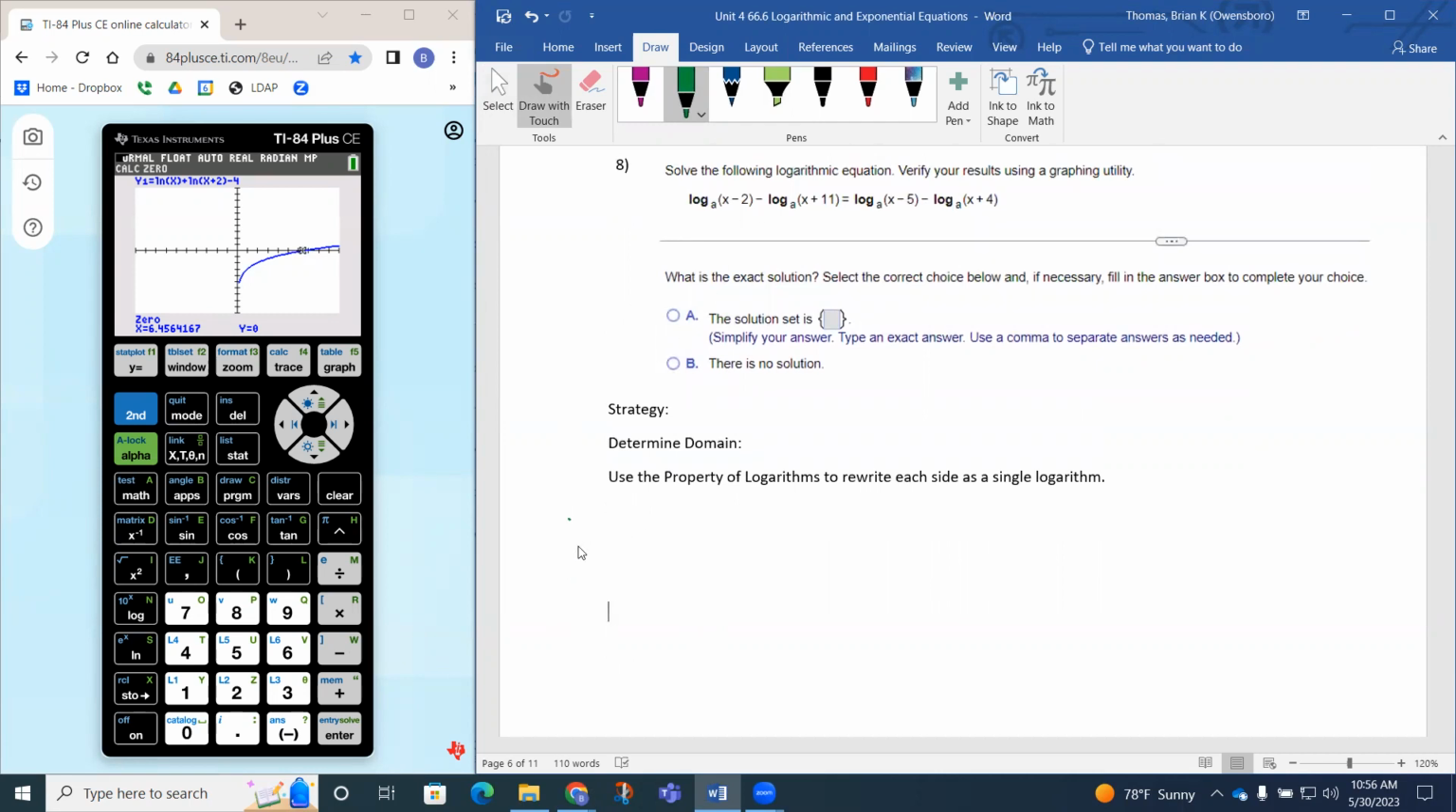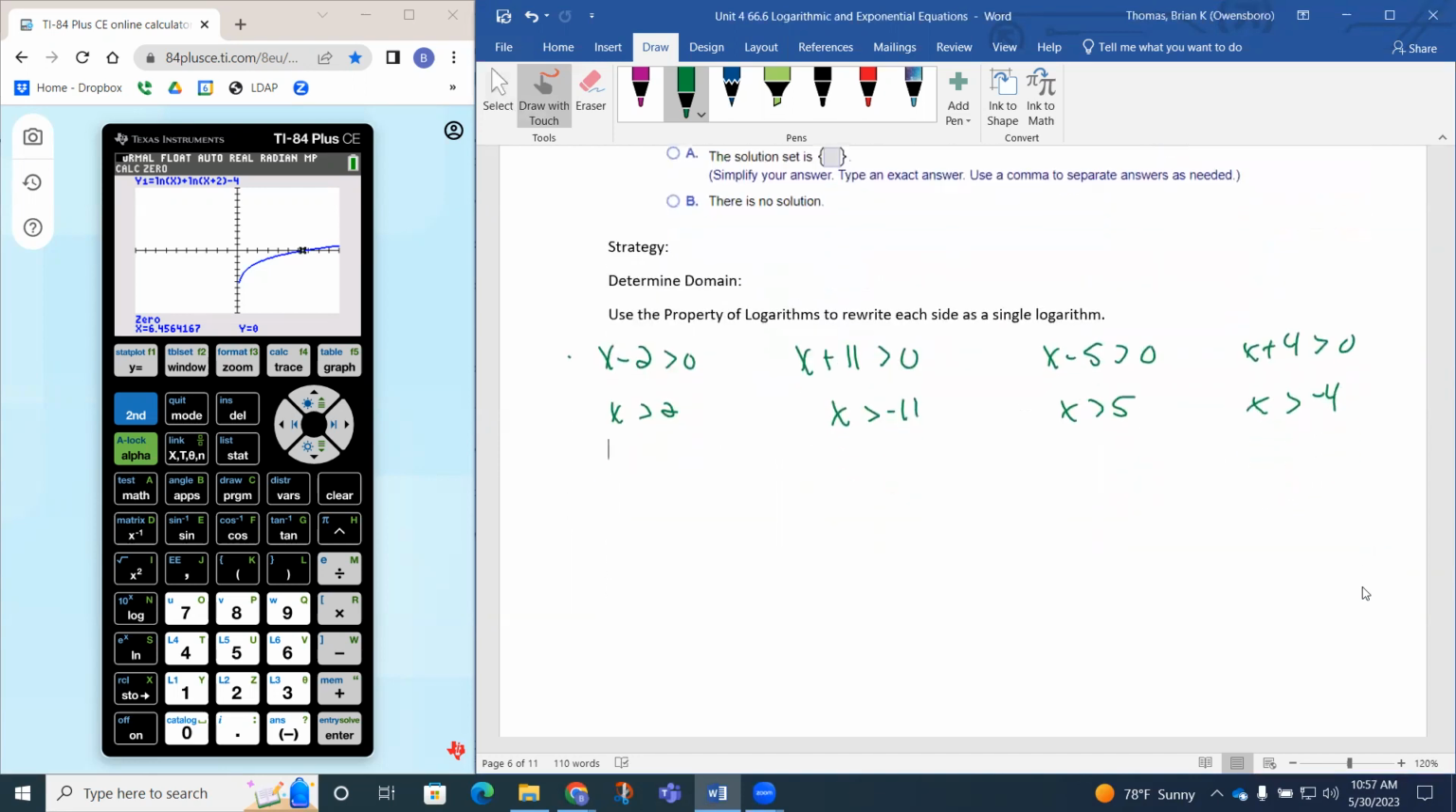So this x minus 2 has to be greater than 0. The x plus 11 has to be greater than 0. The x minus 5 has to be greater than 0. And the x plus 4 has to be greater than 0. So we have to be greater than 2. We have to be greater than negative 11. We have to be greater than 5. And we have to be greater than negative 4.